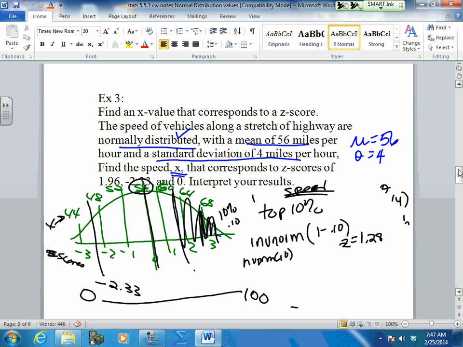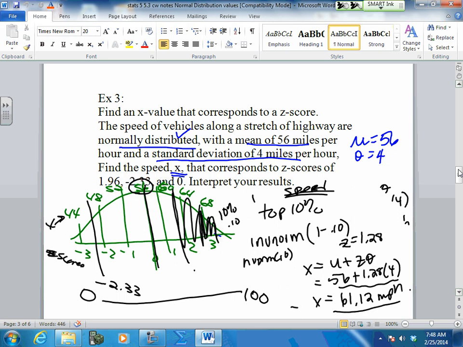I want to hit whatever speed they're going. I want to pull over my top 10% of speeders. So I say, okay, let me find out what value that is. So I put it into my formula. Here's my mean, here's my z-score, here's my standard deviation. So if somebody could kindly compute this for me, please, and we'll find what speed I need to go after to get the top 10% of my speeders. 61.12, thank you. So I want to go after the people that are going 61 miles per hour or higher.